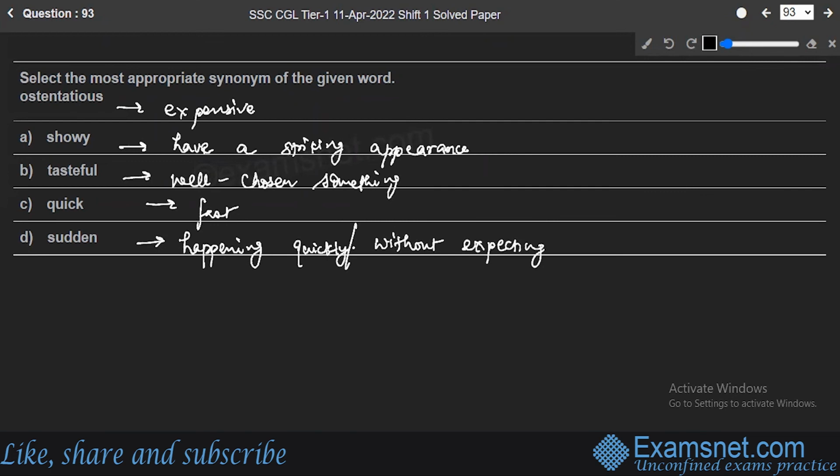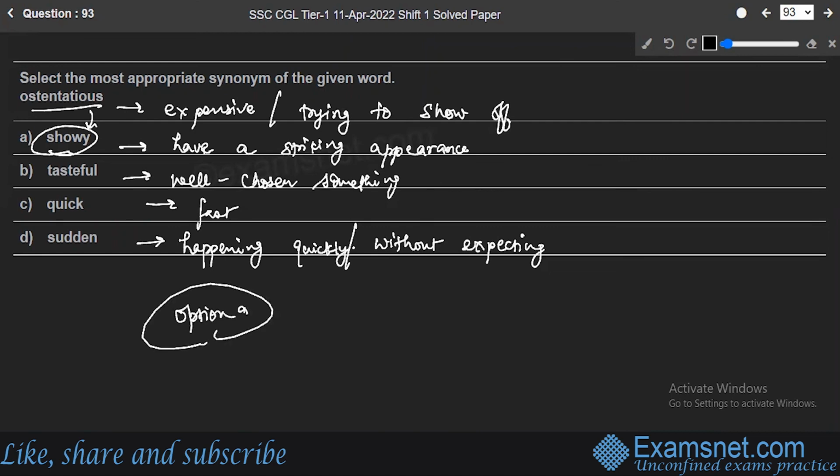So you have to find out the correct synonym for the word ostentatious, which means expensive, right? It is showy. When I'm saying ostentatious, expensive, when you are trying to show it, trying to make it noticeable, trying to show off that something which is very expensive. So the correct synonym is option A, showy. I hope you are clear with this.